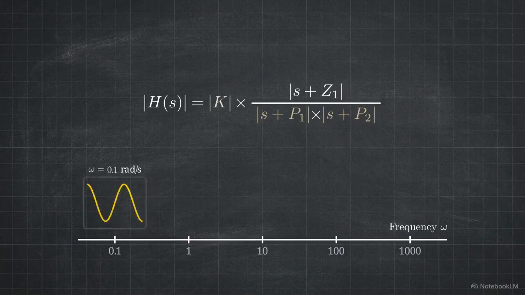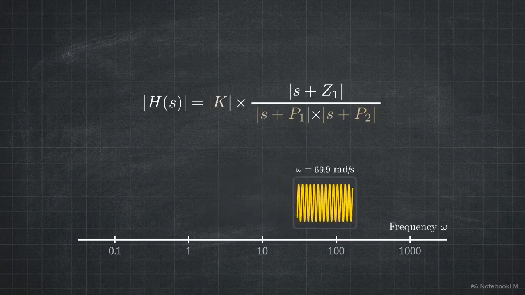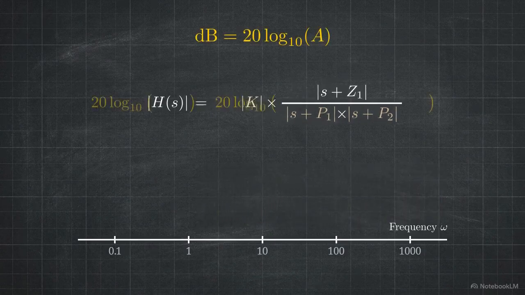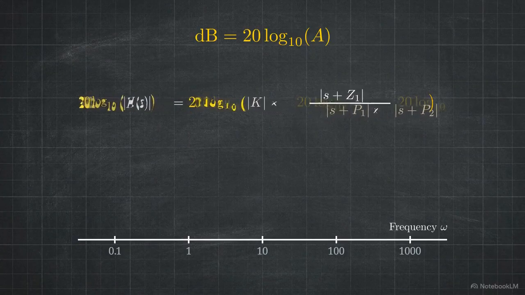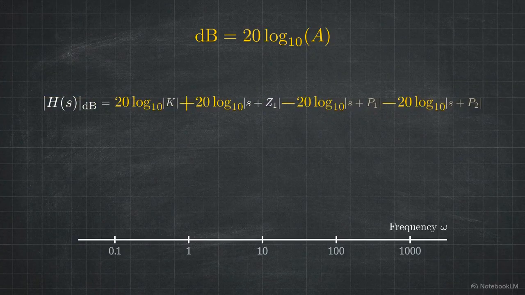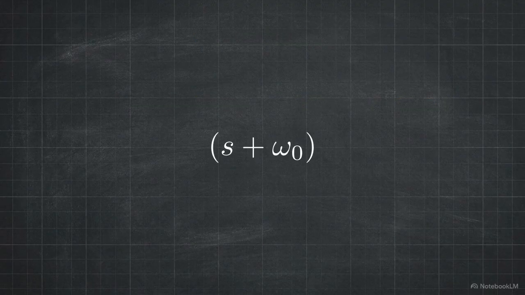To handle wide frequency ranges, we use a mathematical shortcut, representing the gain in decibels. By applying 20 log base 10 to the amplitude, the difficult polynomial multiplication of a transfer function becomes simple graphical addition and subtraction. Before plotting, the function must be standardized.